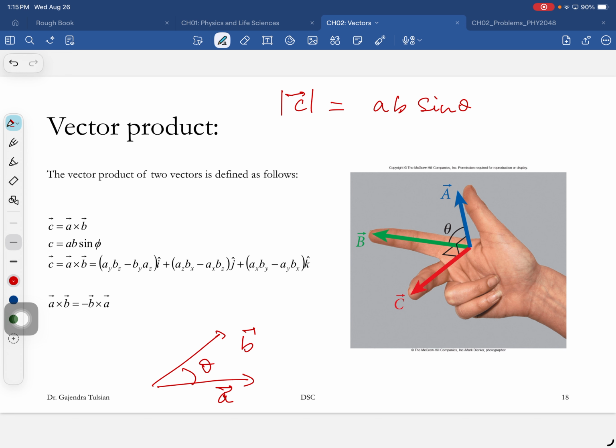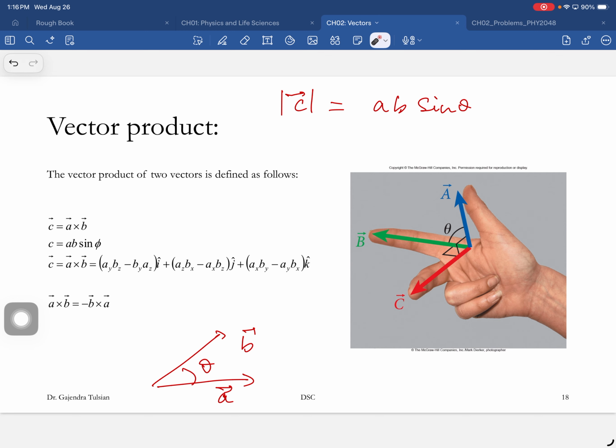Yeah. Now notice something: the direction of C. What is the direction of C? The direction of C is perpendicular to the plane containing A and B. So A and B are two vectors, and they'll define a plane. And C is perpendicular to the plane containing A and B.